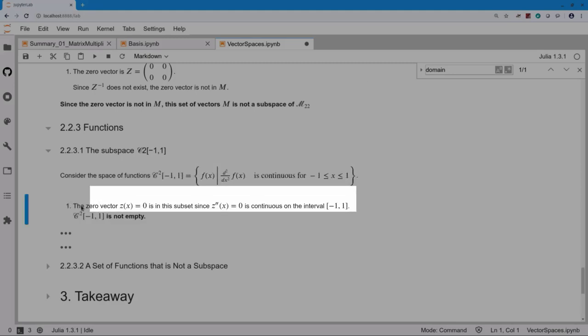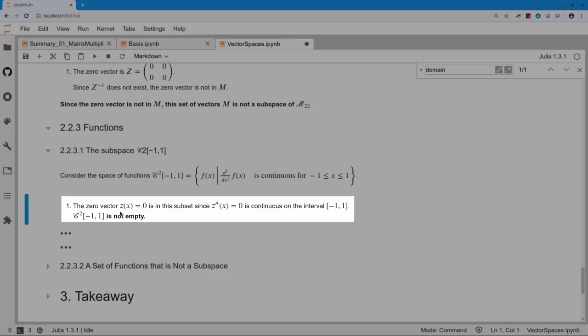So let's start off with the zero vector. The zero vector is just the function equal to 0 for all the x's. Is this in here? Well, the membership condition says I have to look at the second derivative. The second derivative of 0 is 0. And yes, the zero function is indeed a continuous function on the interval minus 1, 1. And so yes, the zero vector is inside my set. My set is not empty.